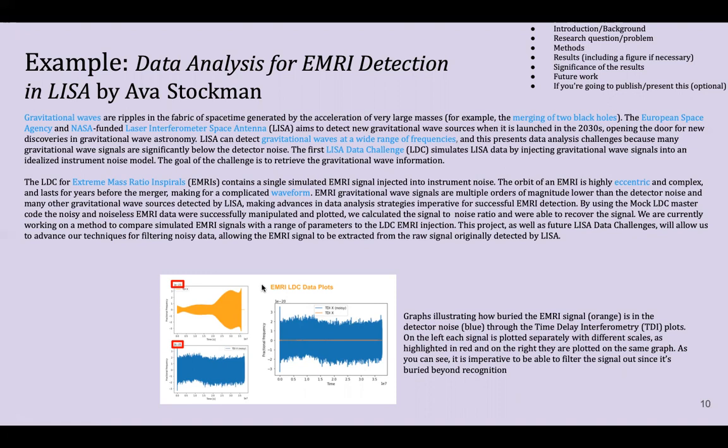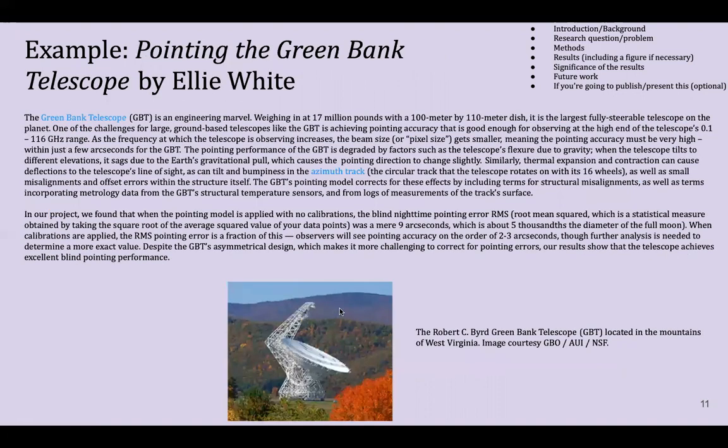We're going to look at a slightly different one, just so you can see how these are all very similar. So this one is called Pointing the Green Bank Telescope by Ellie White, who is an undergrad, at least when she did this. So the Green Bank Telescope is an engineering marvel. Weighing at 17 million pounds with a 100-meter by 110-meter dish, it's the largest fully steerable telescope on the planet. So that's setting the scene, showing how big the telescope is and amazing you at first.